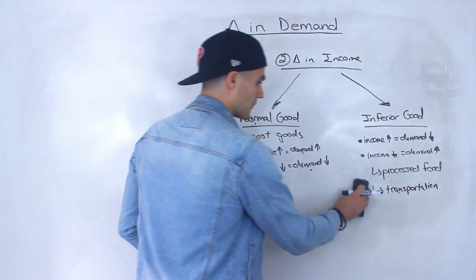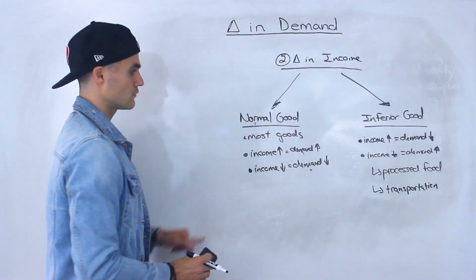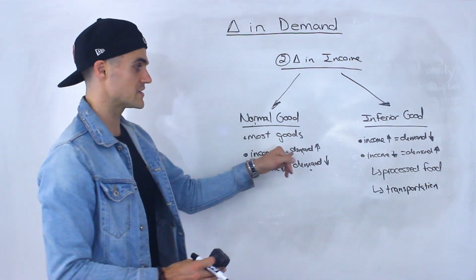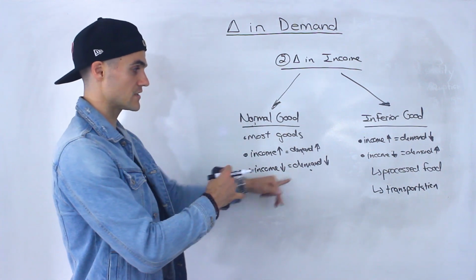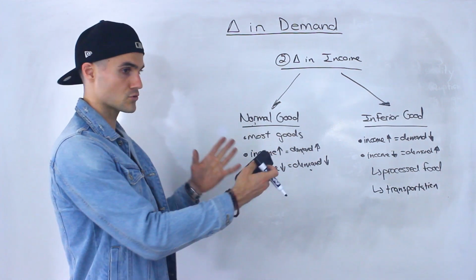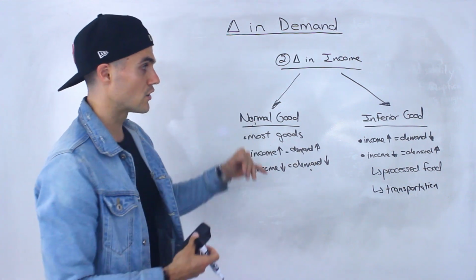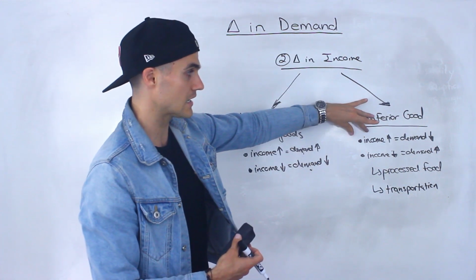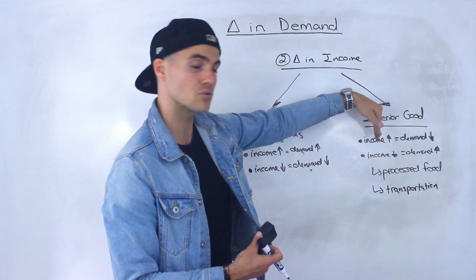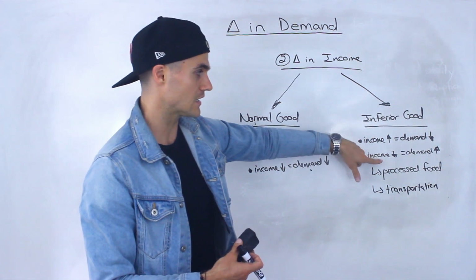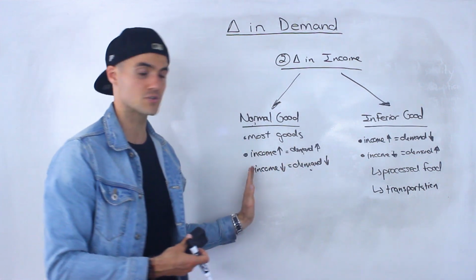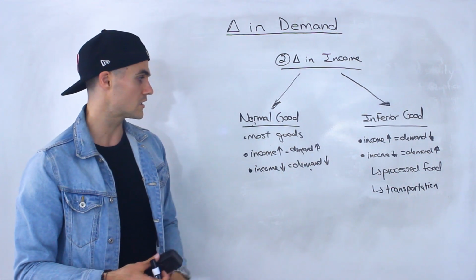All right, so quick little review. Normal good, as income goes up, the demand goes up, so the curve gets shifted to the right. As income goes down, the demand goes down for normal goods, so curve shifts to the left. For an inferior good, as the income goes up, the demand goes down, so that curve is going to get shifted to the left. And then as the income goes down, the demand goes up, which is going to shift that curve to the right.